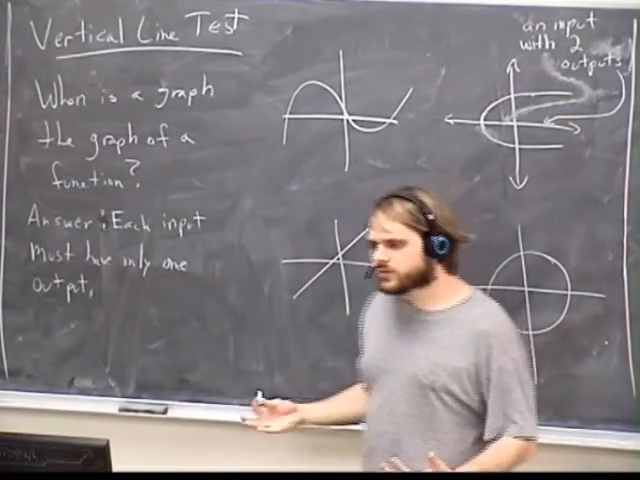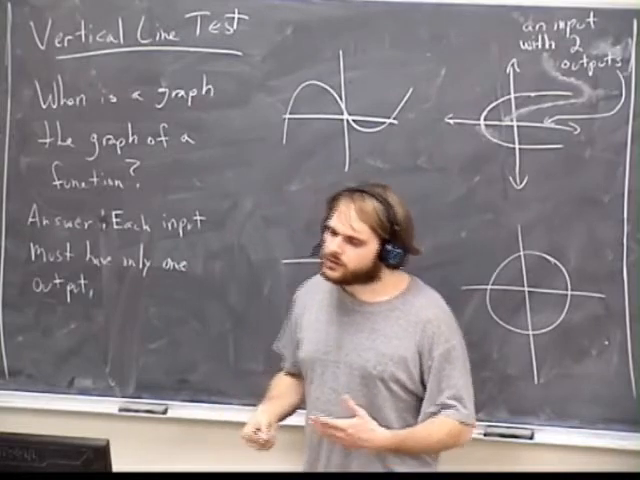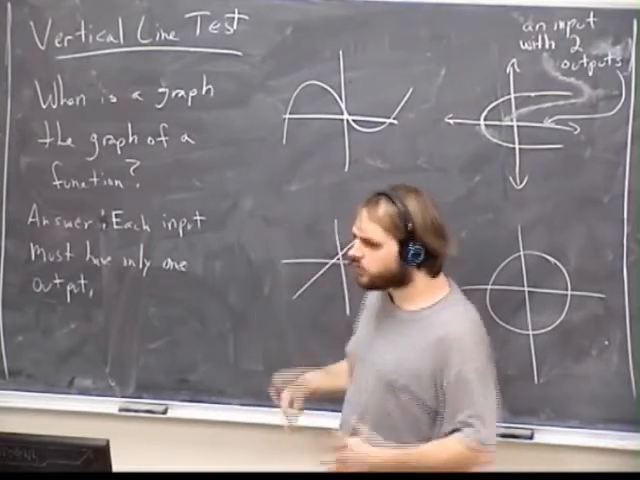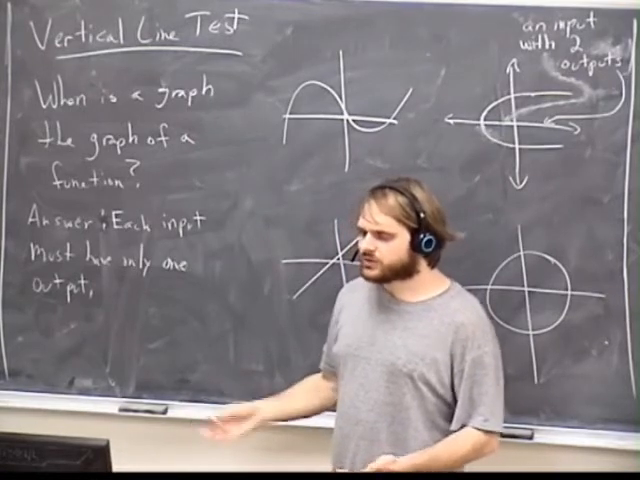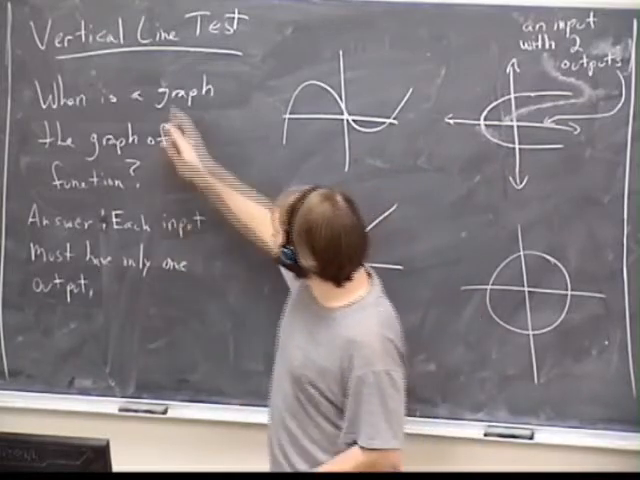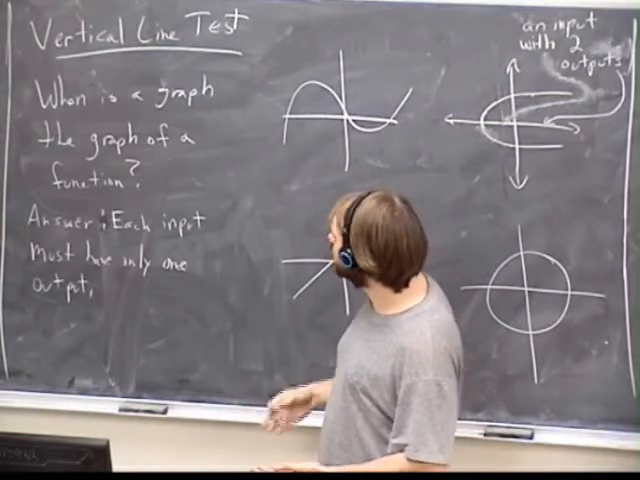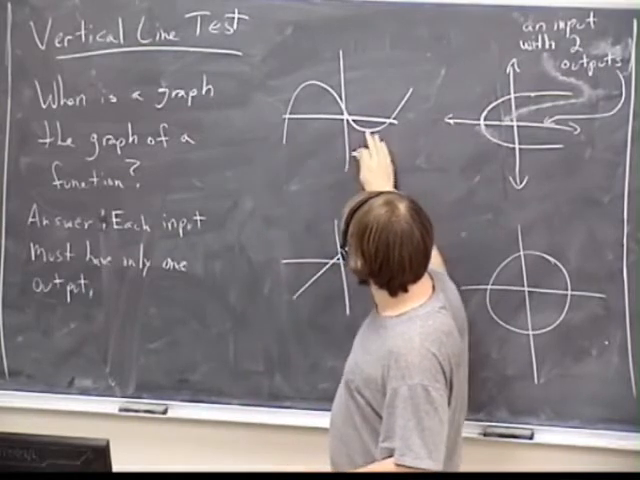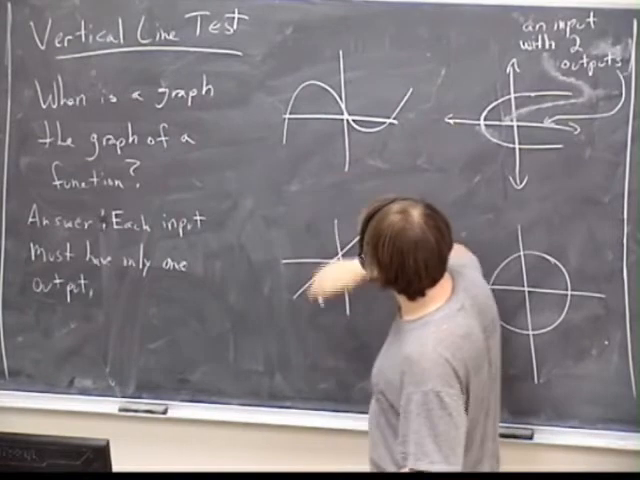If you found more than one thing, that would mean that the function that your graph would represent would have to have two outputs, which is not allowed. And so the vertical line test gives you an easy way to test whether a graph ever has two outputs for a single input.